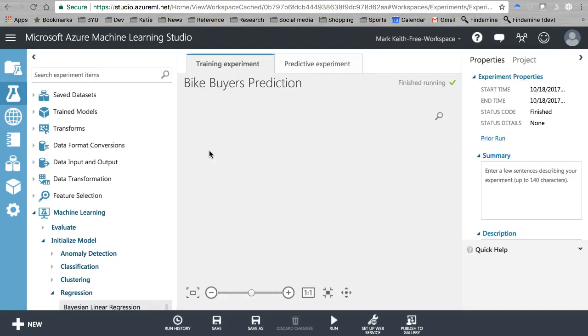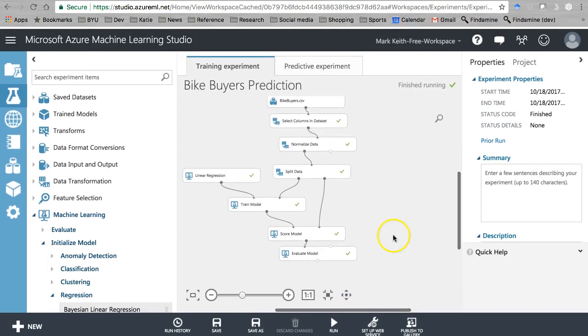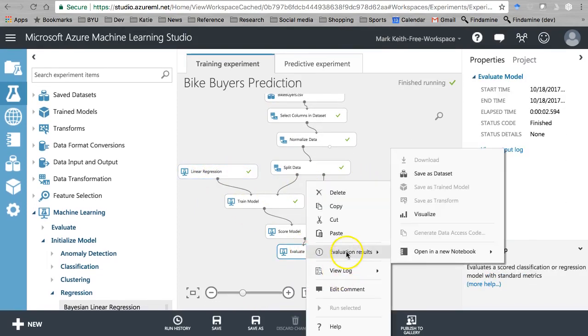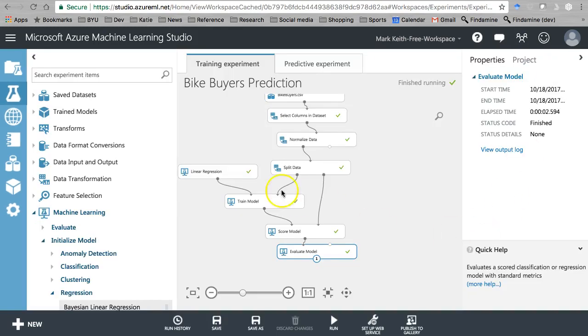So let's take the prediction we did before with a linear regression. Where is it? There it is. All right. So let's check our R squared real quick with the linear regression on this model. So we're predicting whether or not people purchased a bike. We got a 10.5 R squared.